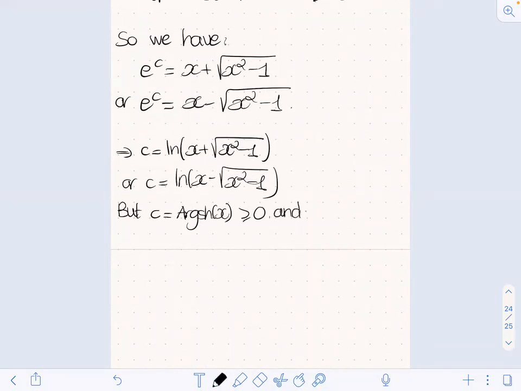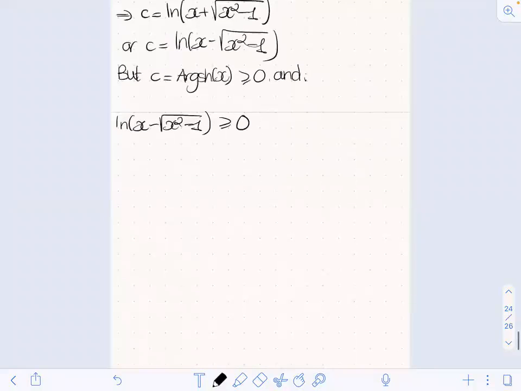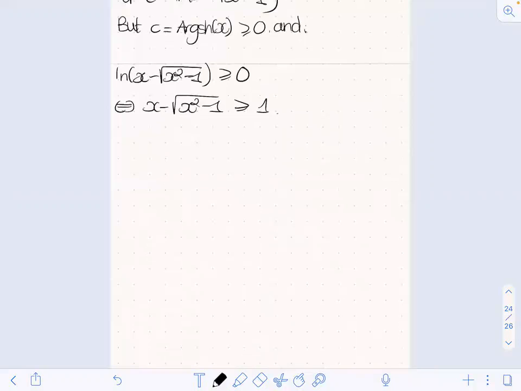And what we have, if we take the second one, so logarithm of x minus square root of x squared minus 1. If we want to check whether that's positive, we need x minus square root of x squared minus 1 greater than 1. And if we go any further with this, we can rewrite it as an equation. So we get x minus 1 needs to be greater than square root of x squared minus 1.